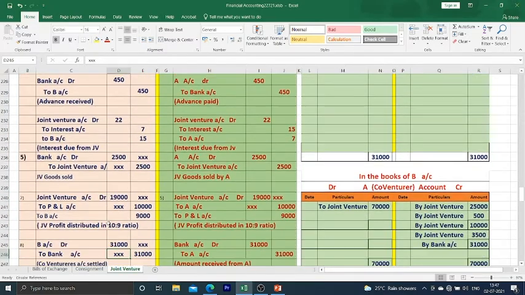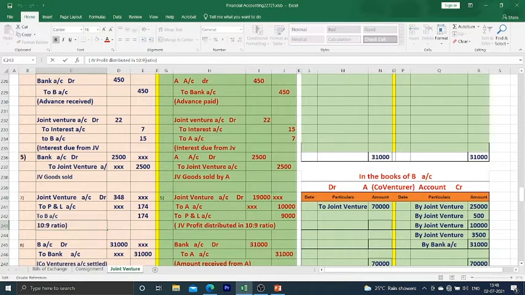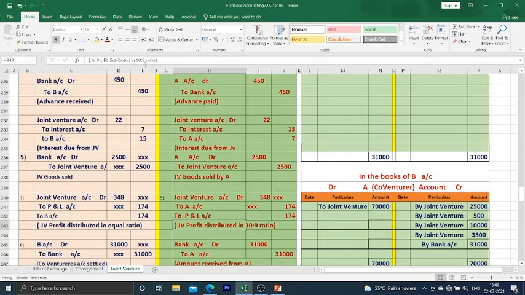Joint venture account debit 348, 174, distributed in equal ratio. Joint venture 348, 174, 174. Distributed in equal ratio.